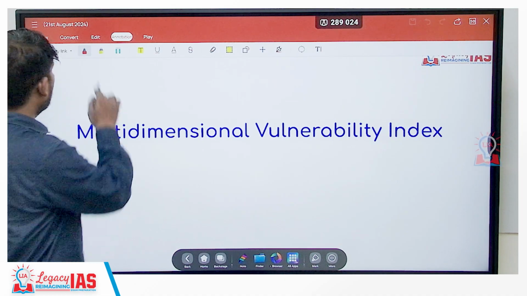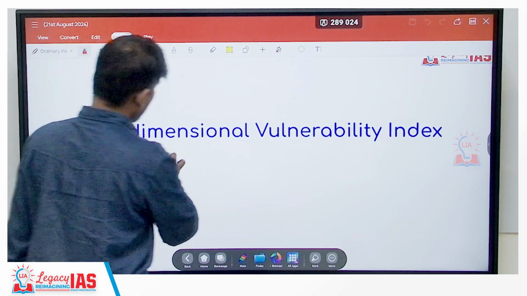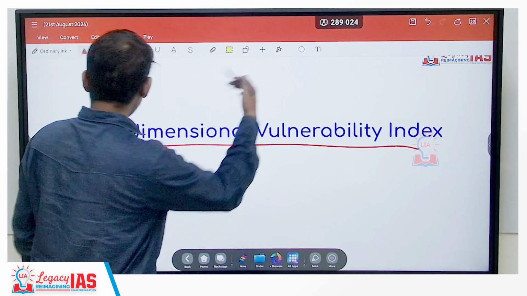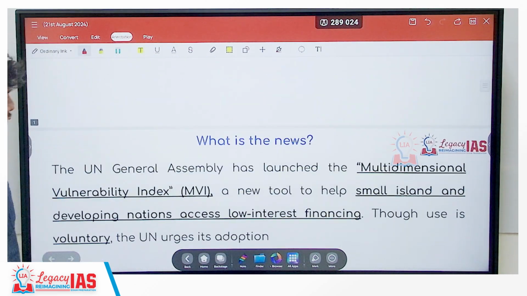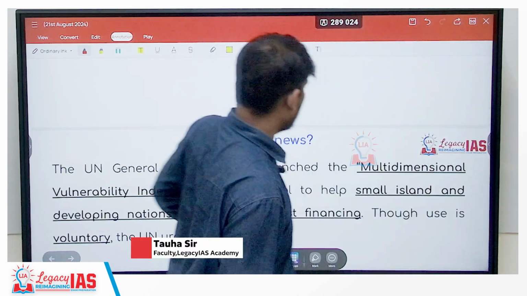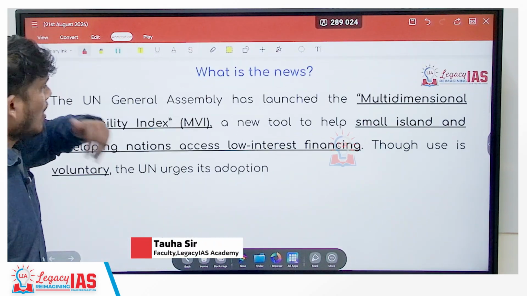So we'll be seeing in this lecture about the Multidimensional Vulnerability Index. Why is this in the news? What is this? What is its benefit? And why has it been brought in? All those things we will see. So let's get started. What is the news?